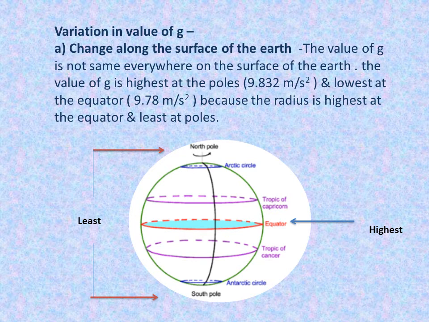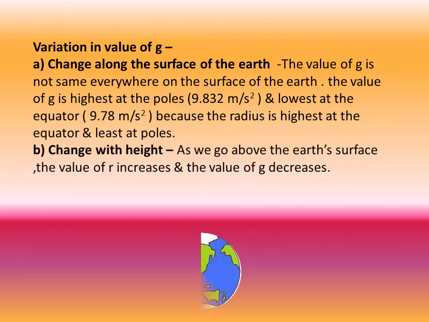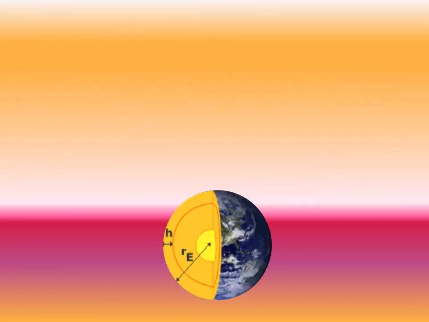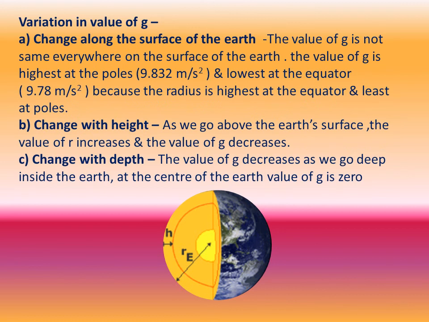Second, change with height. As we go above the earth's surface, the value of r, that is the distance of the object from the center of the earth, increases, hence the value of g decreases. Now third is change with depth. The value of g decreases as we go deep inside the earth. At the center of the earth, the value of g is 0.